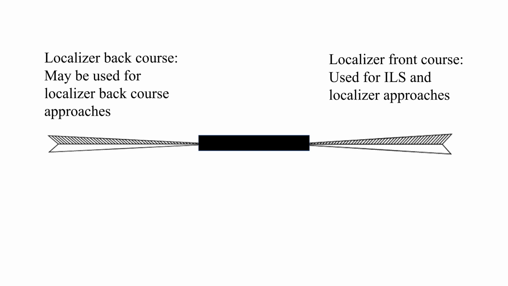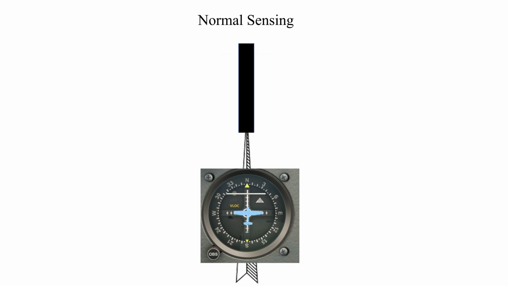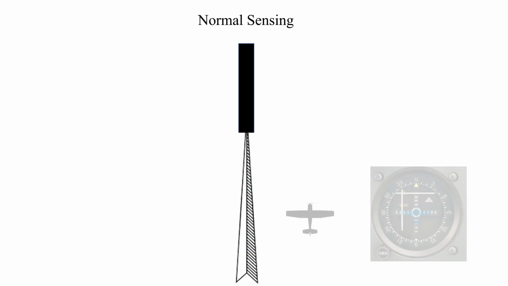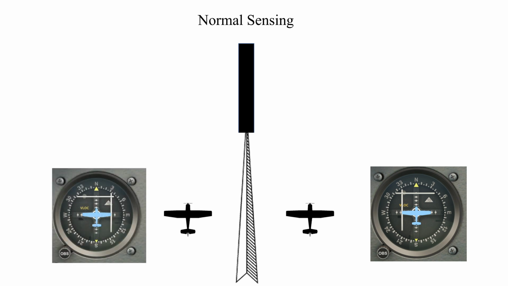But there are a few things that we need to be aware of to be able to utilize a back course properly. If you're navigating on a localizer back course using a standard VOR indicator, you're going to have what's called reverse sensing instead of normal sensing. With normal sensing, the dot in the middle of the indicator indicates your aircraft's position, and the course deviation indicator, or CDI needle, indicates your course. So if you're right of course, the needle will be off to the left, letting you know that you need to correct left to get on course, and the opposite is true if you're left of course.